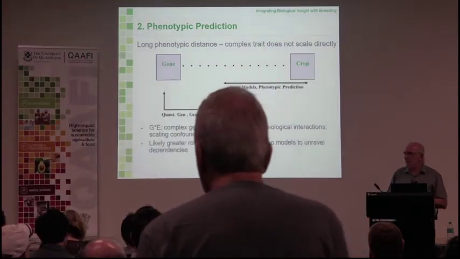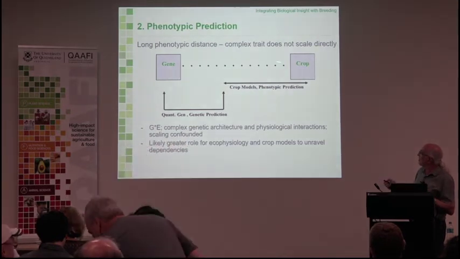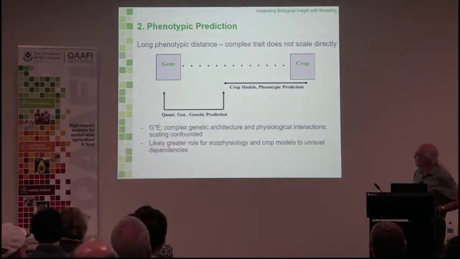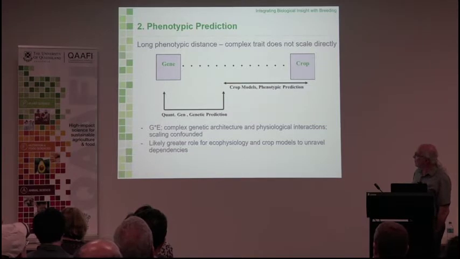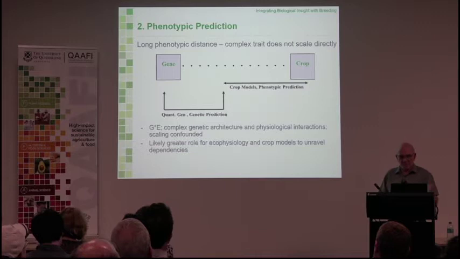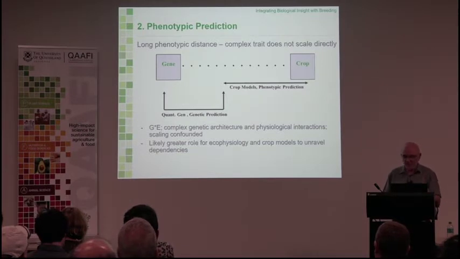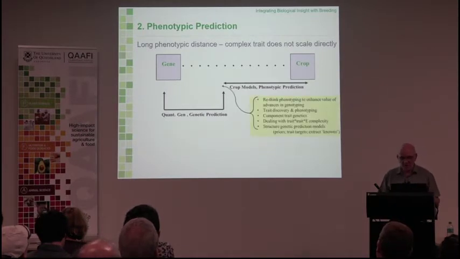Normally what you've got is something that's a lot more complicated, and you don't scale directly from here to here very often. And so what happens in this instance is you really need to break it down. You've got those G by E problems, and the scaling is confounded. So you can use models to help you understand the complexity and bring it back to a level where you can connect with these more conventional quantitative genetic approaches. And this is the space where we're going.